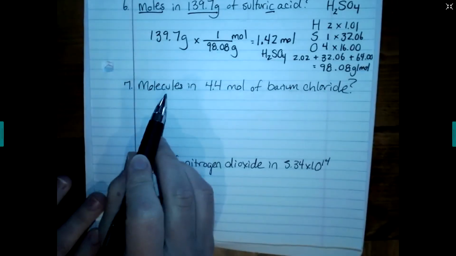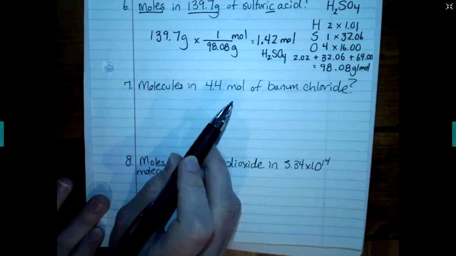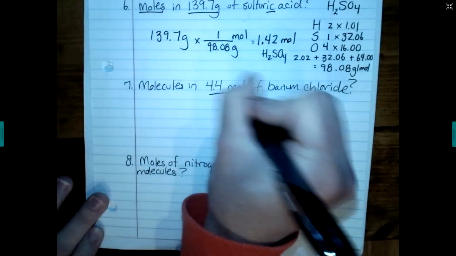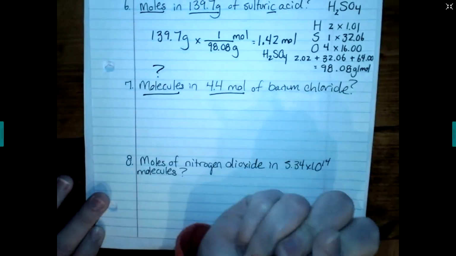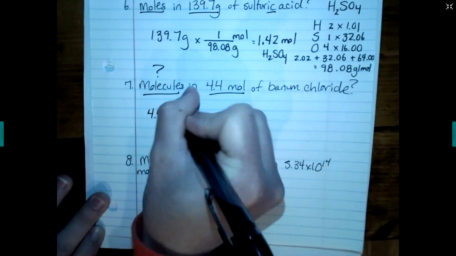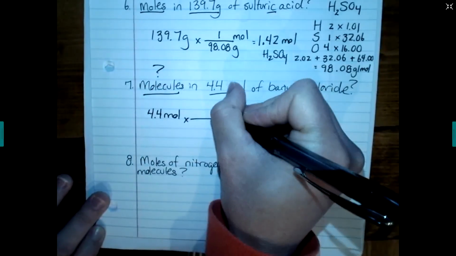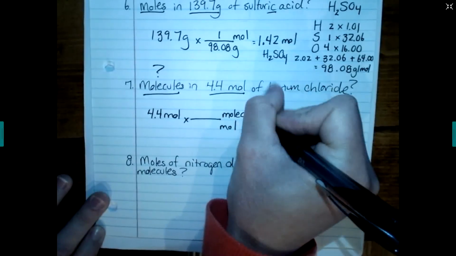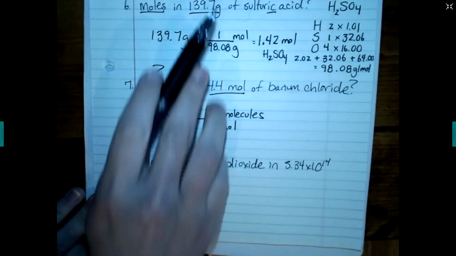For number 7, we are trying to find the number of molecules in 4.4 moles of barium chloride. So we know we have 4.4 moles. We don't know how many molecules we have. So starting with what we know, I'm going to move moles to the bottom, molecules goes on top. And notice we're not using anything with grams. So you're not going to be plugging in the molar mass like we did before.